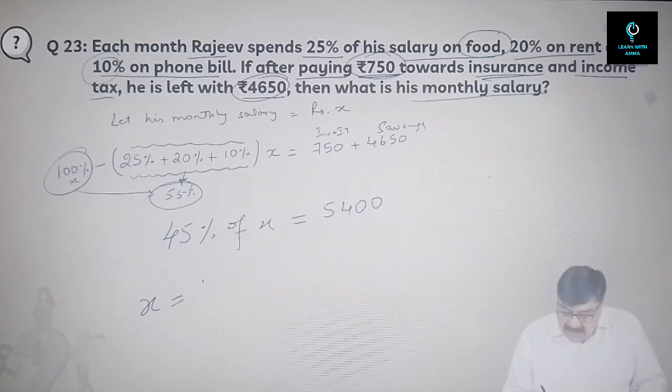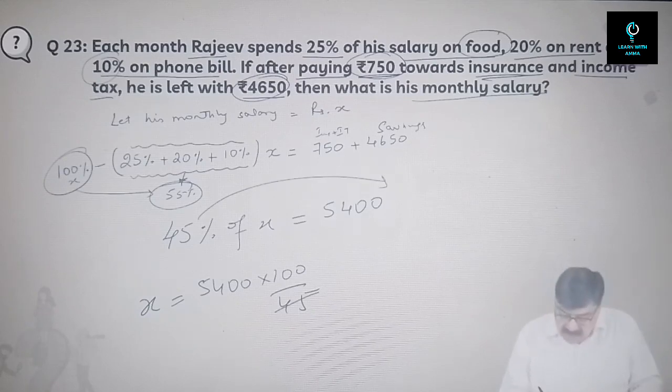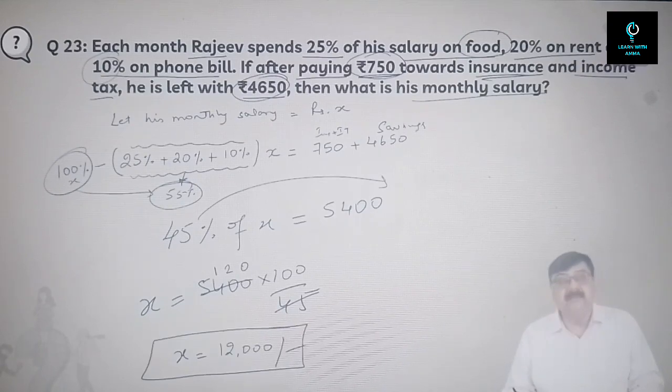So the value of X here shall be 5,400 into 100 by 45, because 45% is 45 by 100. Take it to the other side. It becomes 100 by 45. So 45 ones are 45, remainder is 9, 90 is 90. So 45 twos are 90 and a 0 here. So what we get is his salary as 12,000 per month.